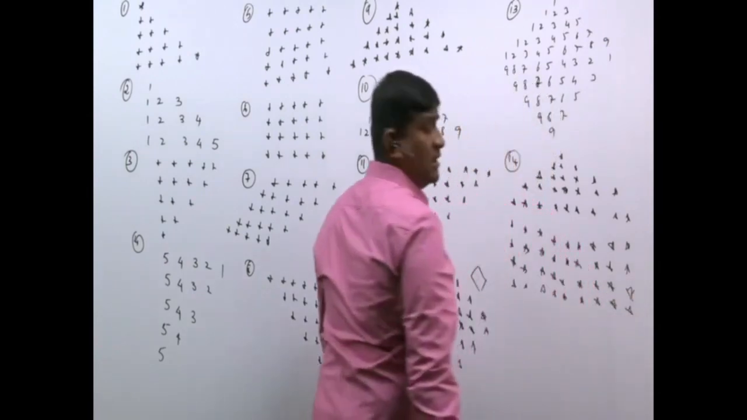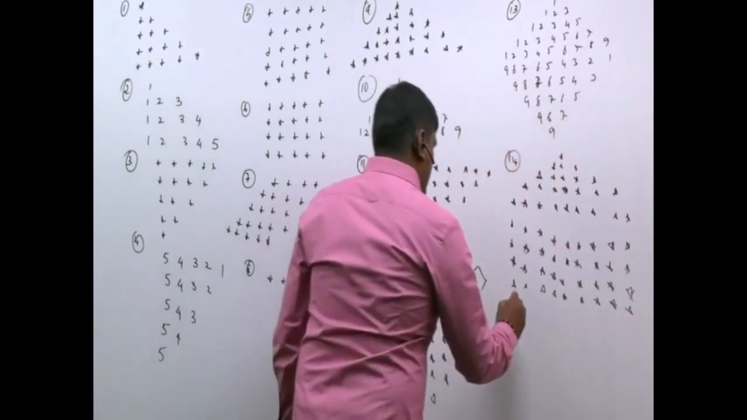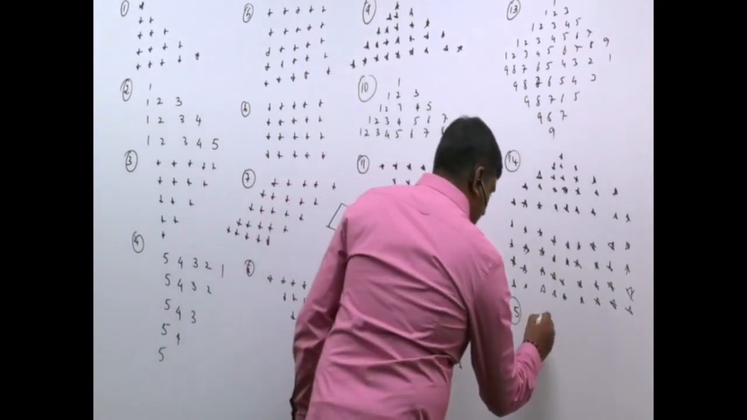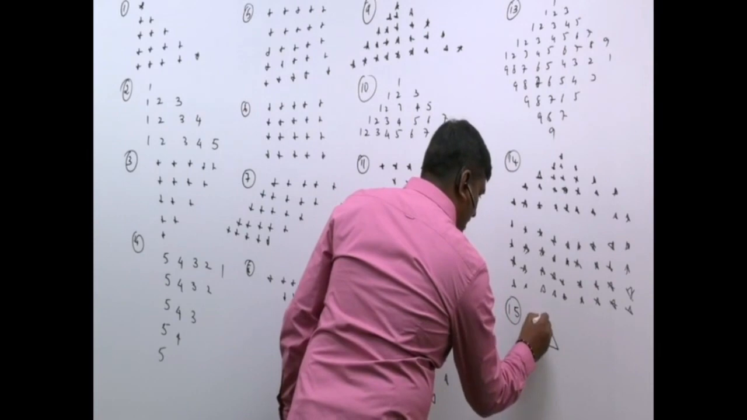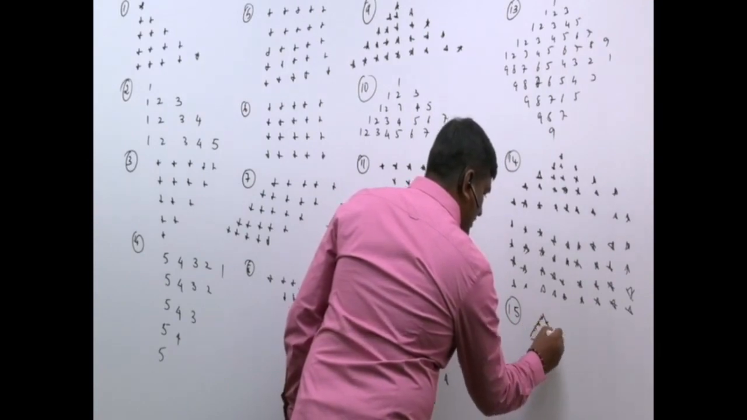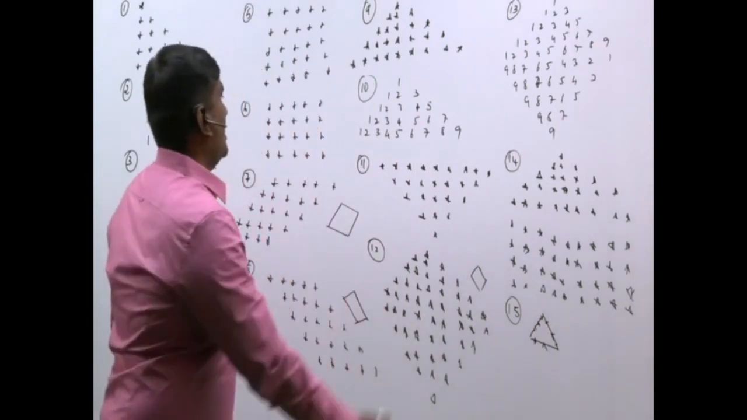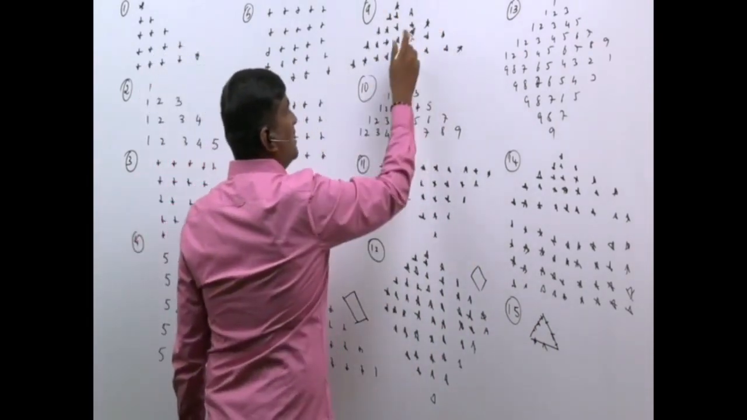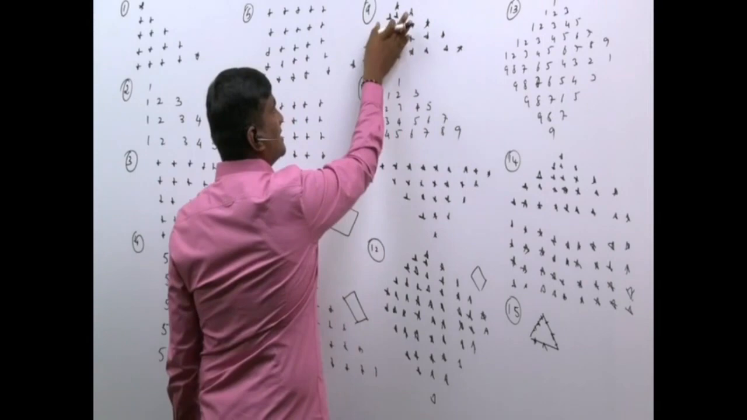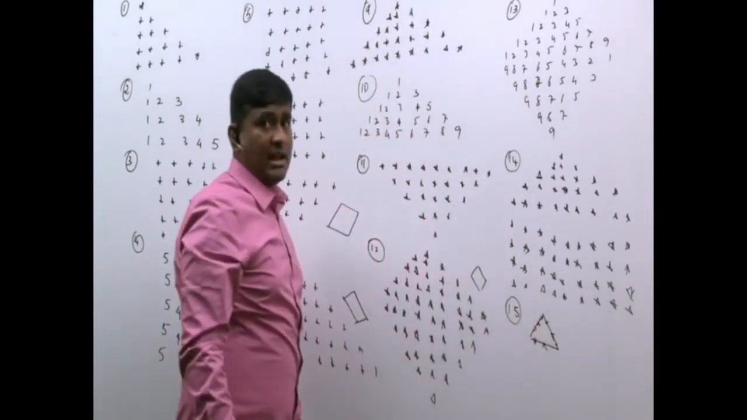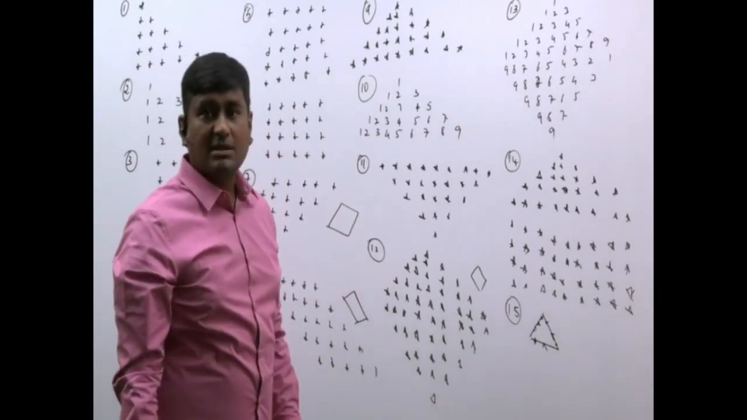Not only that, they may also ask you to display a hollow triangle, something like this. Hollow means like this: everything should be in the form of stars, but inside it should be empty. See here, here it is solid, so I will remove all these, and only the outside stars I will display. That is what is called a hollow triangle. Like that, hollow triangles also they may ask.